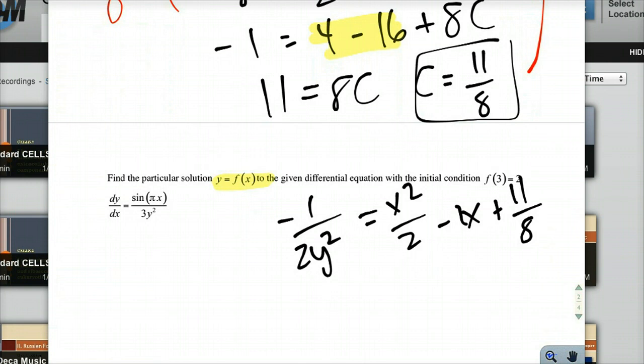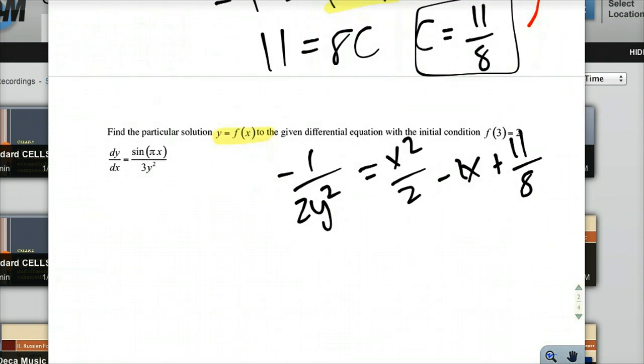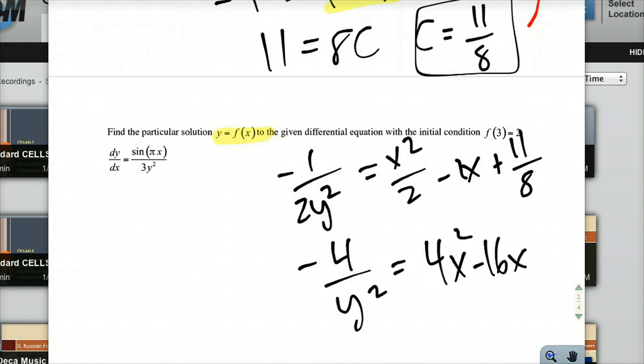So the very first thing I'll do is, again, to get rid of the fractions, multiply everything by 8 again. So on this side, if I multiply by 8, I'm going to get -4 over y squared. I'm going to get 4x squared. I'm going to get minus 16x, and I'm going to get plus 11. So all I did was multiply everything by 8, so I don't have to deal with the fractions.